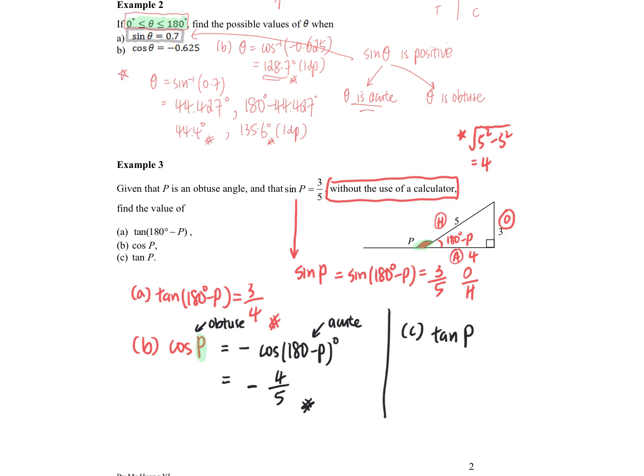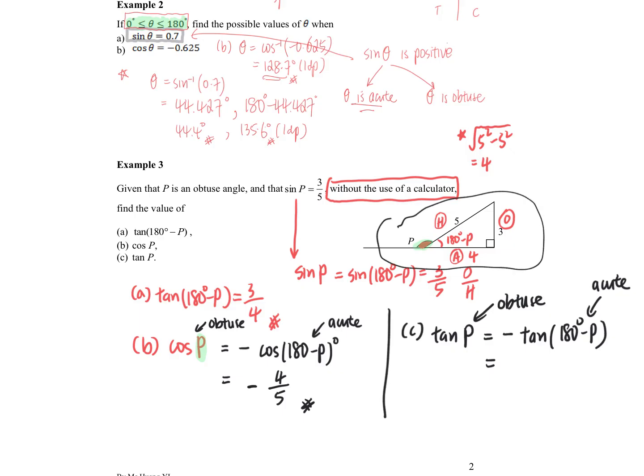Okay, same thing, tangent P. P is obtuse, but I want to relate it to the acute one. So just now on the first page, we know that tangent obtuse is negative tangent acute. So this is the acute one, the same triangle that I'm referring to now. Tangent is O over A. So it's 3 over 4, but with a negative sign. So just remember, same ratio, but add in the negative sign will do.